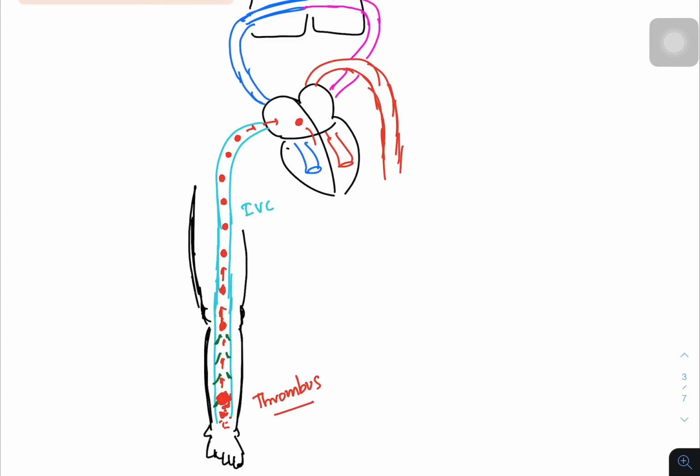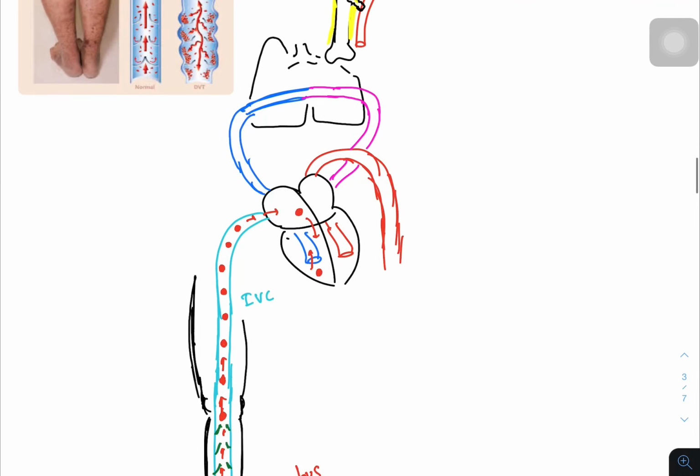From here the thrombus enters into your right ventricle. From here the thrombus passes into your pulmonary artery. Now from here the thrombus enters into your pulmonary capillaries. Of course the pulmonary artery is big, right? But pulmonary capillaries are very small. We also call them medium and small sized vessels. These pulmonary capillaries are small sized vessels, right?